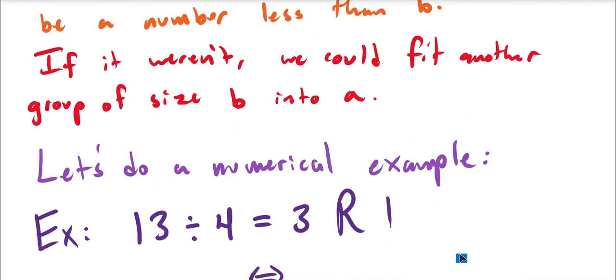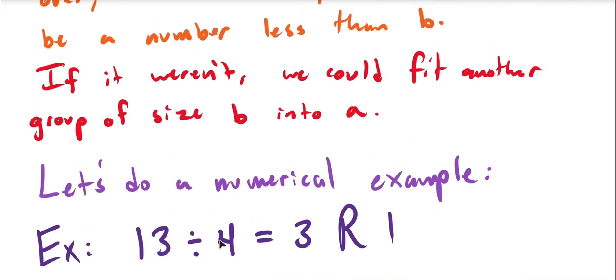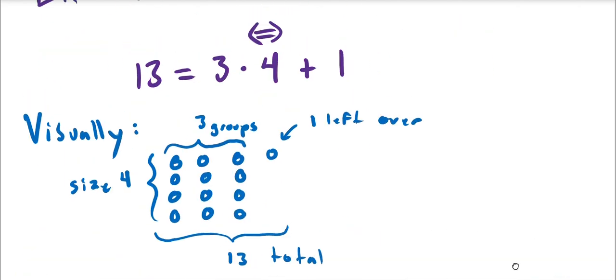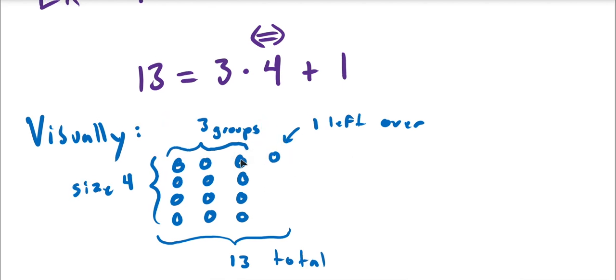So let's do a quick numerical example. Let's say I was doing 13 divided by 4. Now 4 goes into 13 3 times to give me 12, and then there's a remainder of 1 left over. So we could write 13 this way: 3 times 4 plus 1. As a quick visualization, if I'm making groups of size 4, then I'll wind up with 3 complete groups of 4, and then when I go to make the next group, I don't have enough. I have one single one left over, and that gives me 13 total.